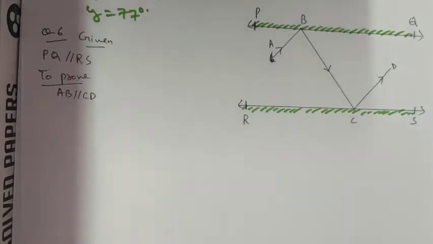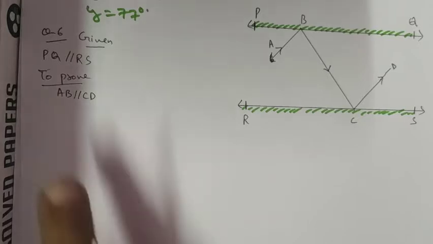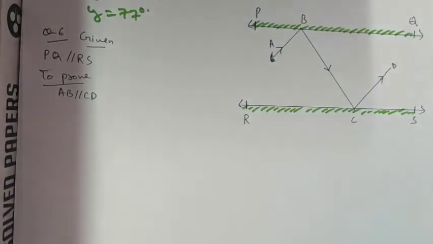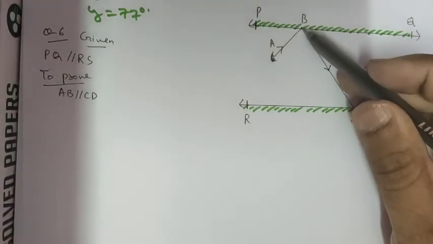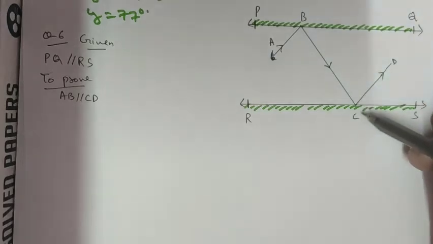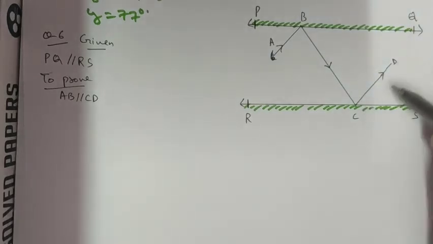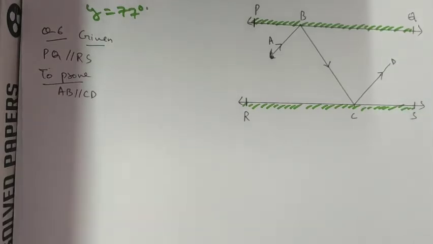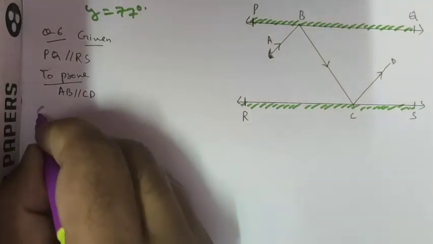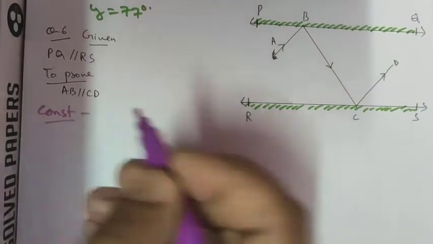In question number 6, we are given two mirrors PQ and RS, which are parallel to each other. Ray AB is incident on the mirror and it is reflected as BC. Again it is reflected at mirror RS as CD. We need to prove that AB is parallel to CD. This is the question. First of all, for this we have to do the construction.